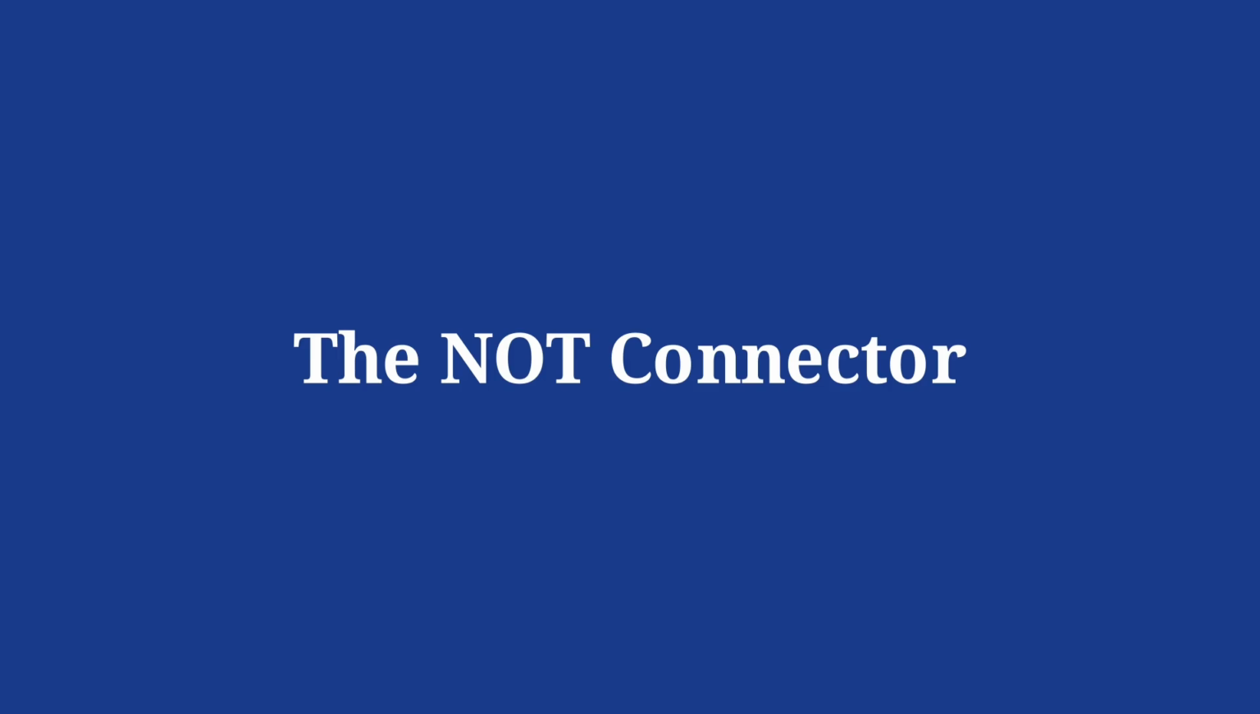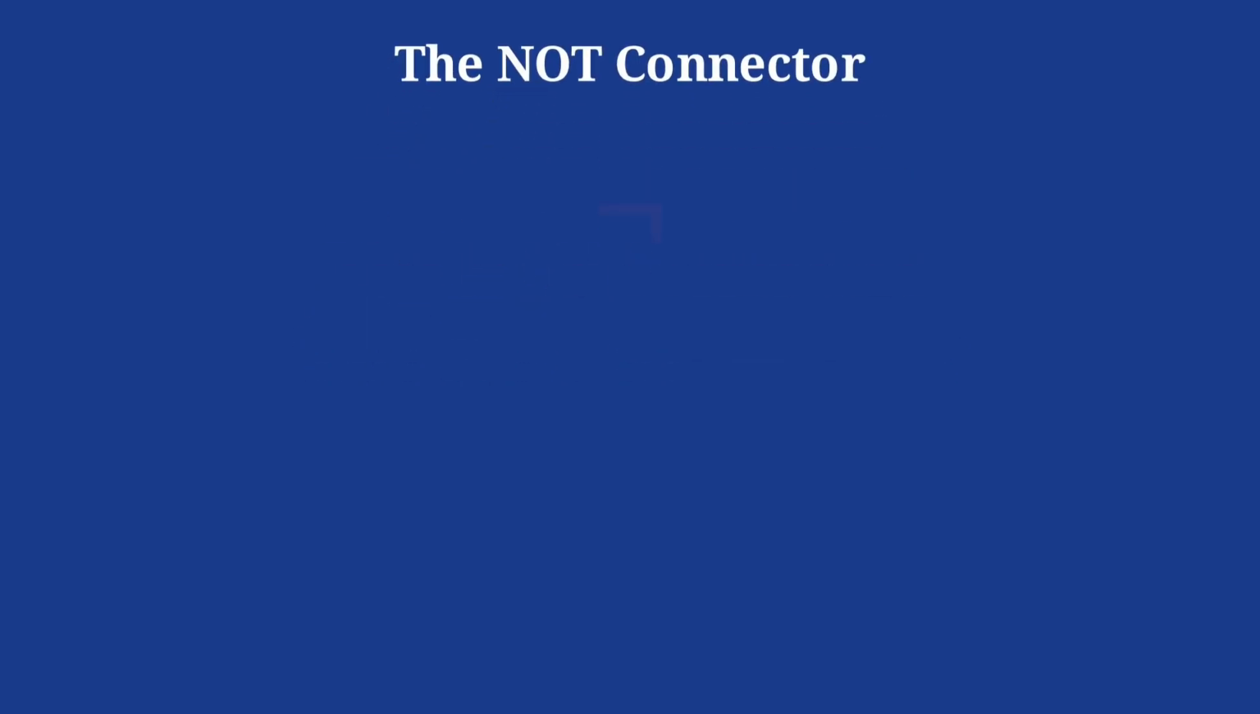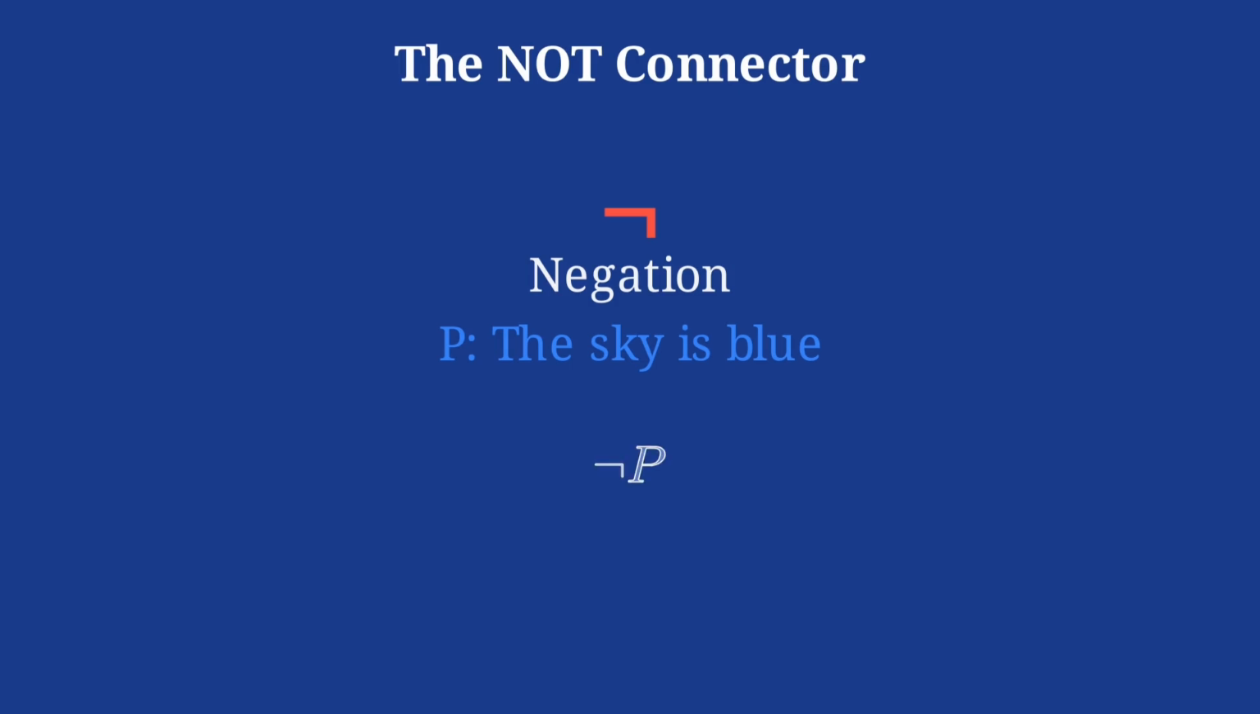Finally, we have the NOT connector. Its symbol looks like this, and its formal name is negation. Unlike AND and OR, negation doesn't combine two statements. It operates on just one. Let's take the statement P: the sky is blue. Applying the NOT connector gives us not P. We read this as, "the sky is not blue."